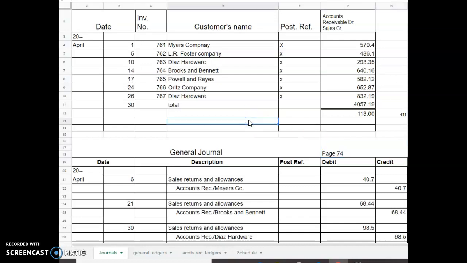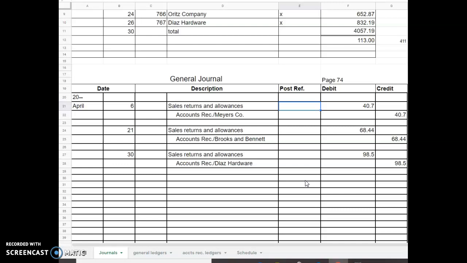Okay, so you are now done with the posting. So first step, post each one of these separately into your accounts receivable. Step number 2, post all of these into your general ledger, with the exception of each one of these needs to go into their accounts receivable. Step number 3, you need to come back up here and post your total into accounts receivable and into sales. Step number 4, which I skipped because I forget this a lot, we need to do our post reference numbers.